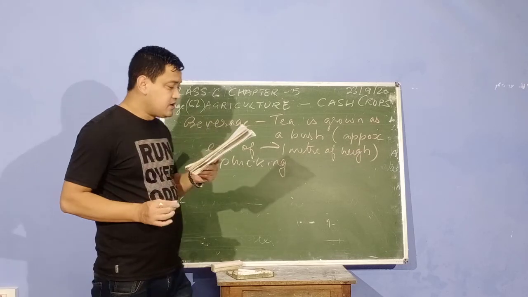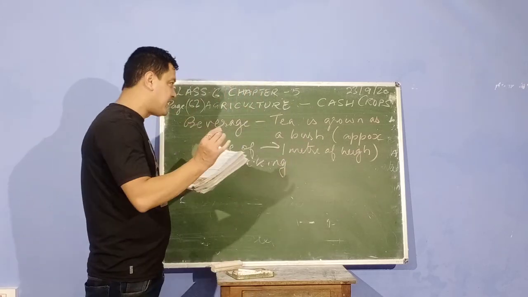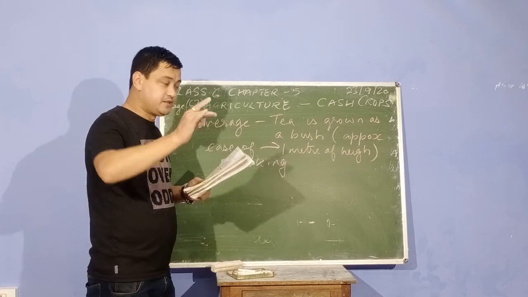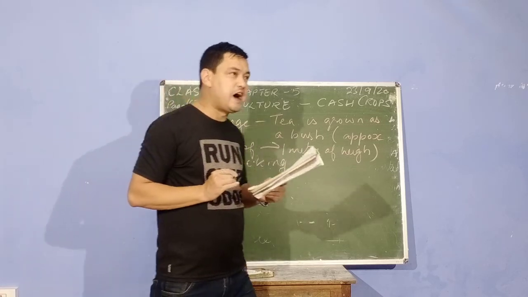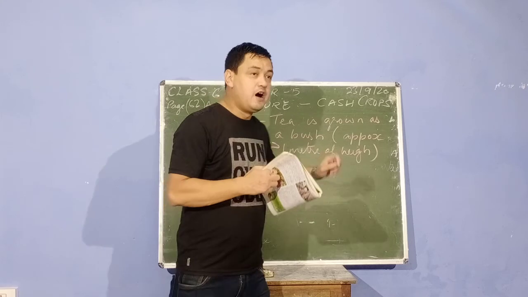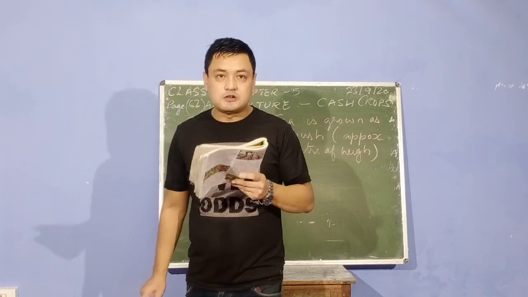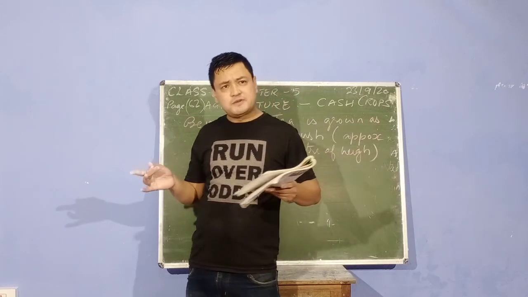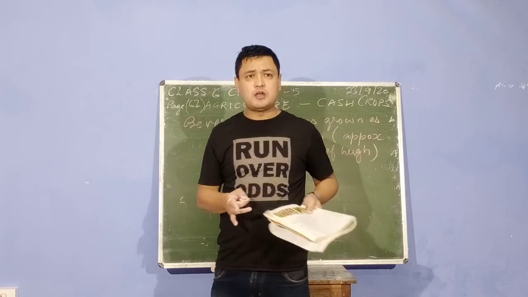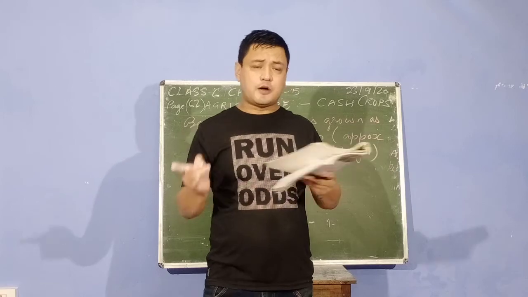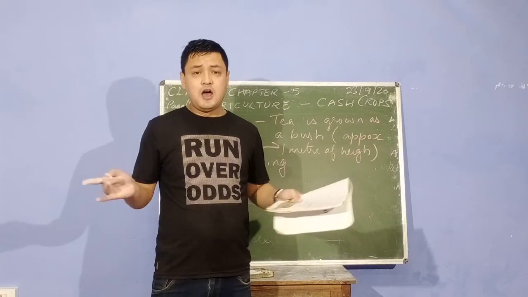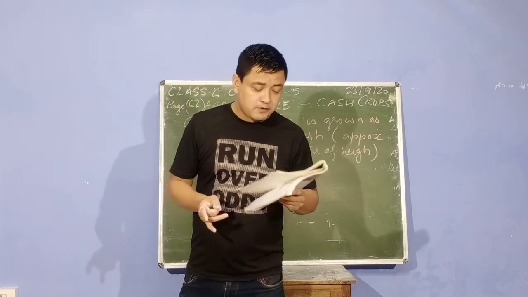Tea grows on bushes which are pruned. Pruned means, underline that word prune. Prune means trimmed. It has to be cut down to size, that is 1 meter approximately. They grow well in tropical and subtropical climates. Now tropical and subtropical climates means we are talking about the latitudes, that is Tropic of Cancer and Tropic of Capricorn. In this area we find tea is grown best.